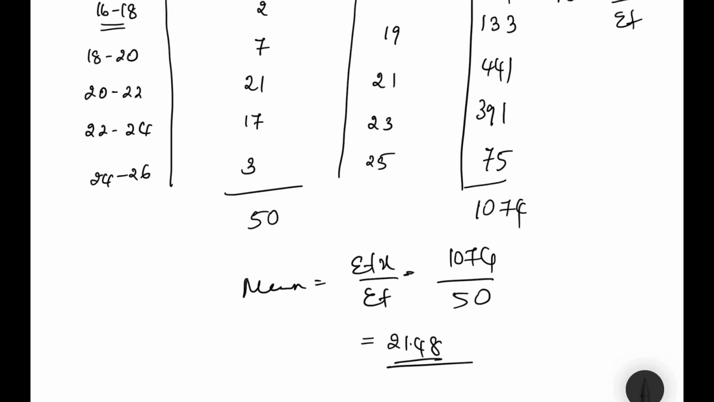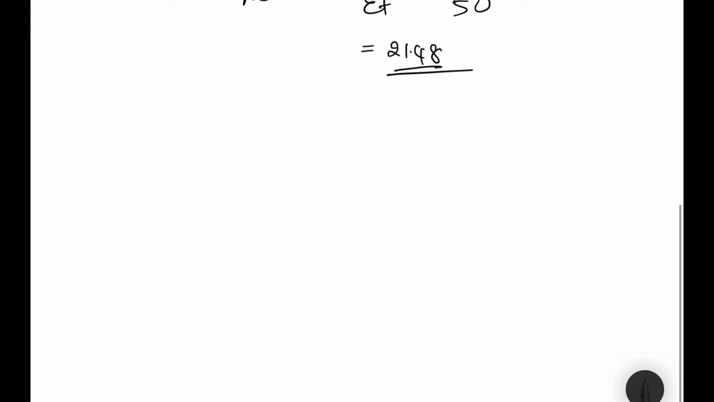I hope it's clear, children. What you have to do: first, for the given class intervals, find the mid value. Using the mid value as x, find fx. Then once you find fx, find sigma fx and sigma f, then divide them and you will get the mean. Okay, that is the first method.